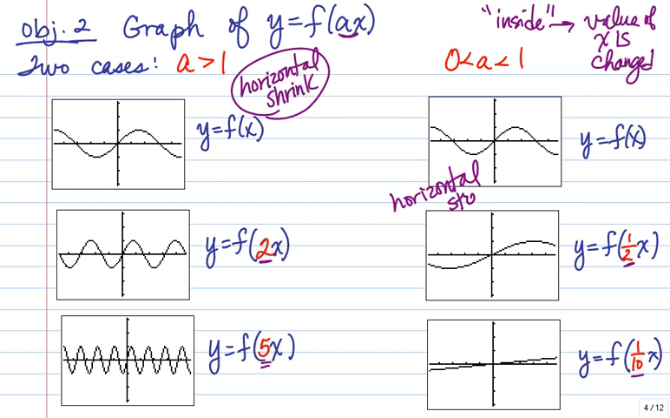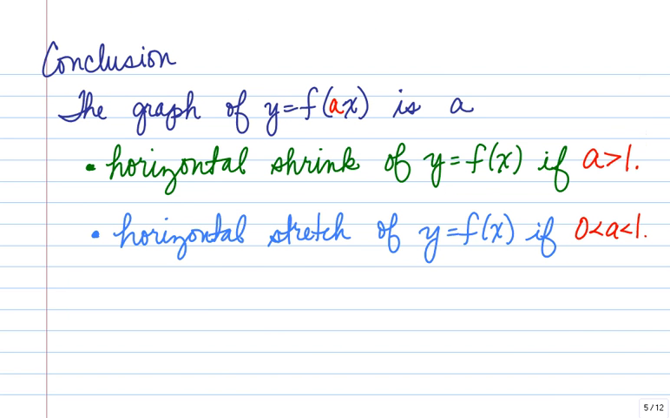Okay, so can you see the difference between horizontal and vertical stretch? If the value of a is on the outside of the function, we're affecting the y values, and that's stretching it in a vertical direction or shrinking it vertically. If our value of a is on the inside of the function, then we're doing that in a horizontal direction. So kind of think about the accordion. So here's the conclusion. The graph of y is equal to f of a times x.